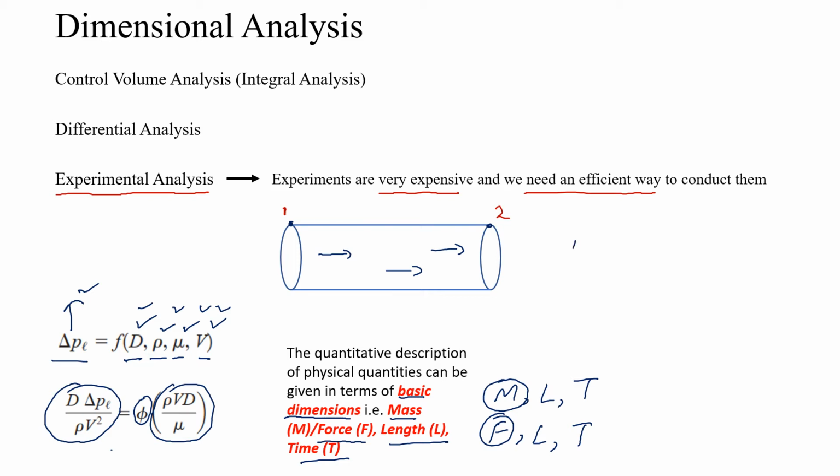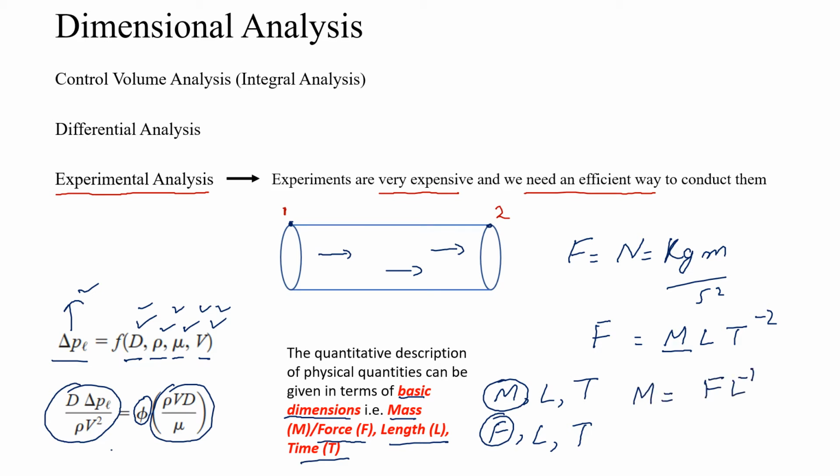Why? Because force is equal to Newton, and Newton is equal to kilogram meter per second square. So I can write this as M L T to the power -2. So this is what force represents. So I can also represent mass in terms of force, like M is equal to F L inverse T to the power 2. So I can also represent mass as such.